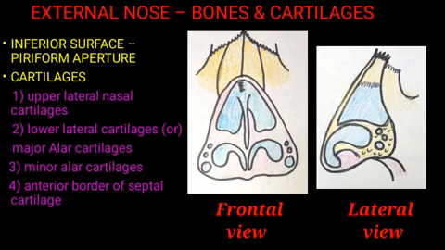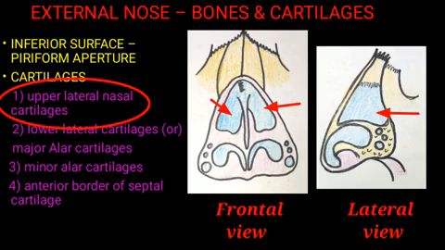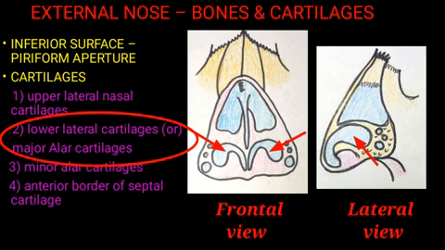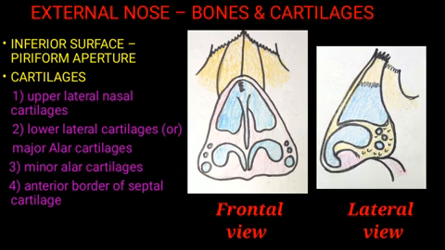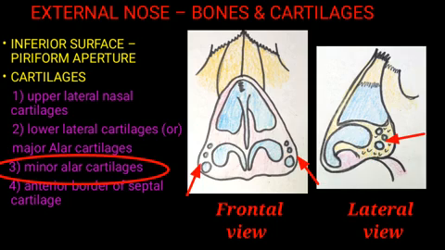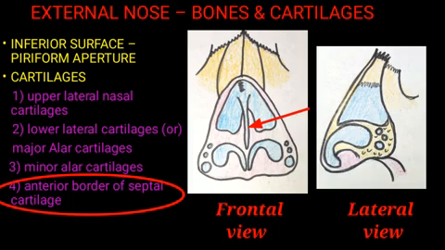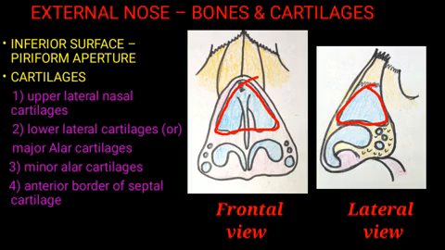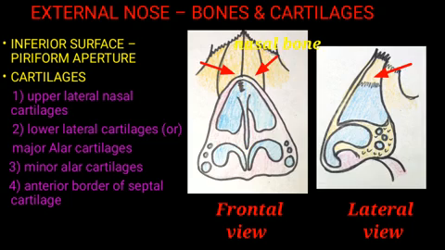The cartilages which fill the pyriform aperture are the upper lateral nasal cartilage, lower lateral cartilages or the major alar cartilages, some minor alar cartilages and the anterior border of the septal cartilage. The upper lateral nasal cartilage is triangular in shape and its upper part fuses with the septal cartilage which forms the nasal septum. The superior margin of this cartilage is attached to the nasal bone and the frontal process of maxilla.